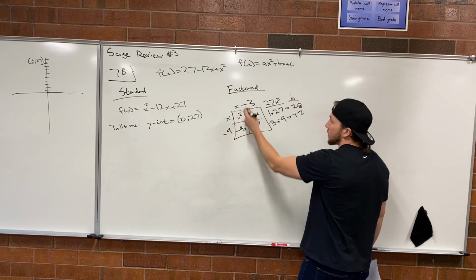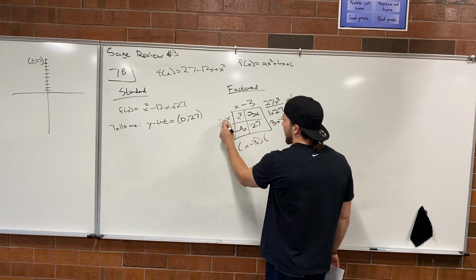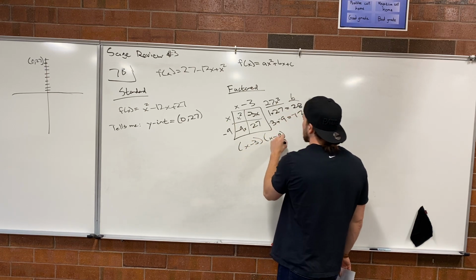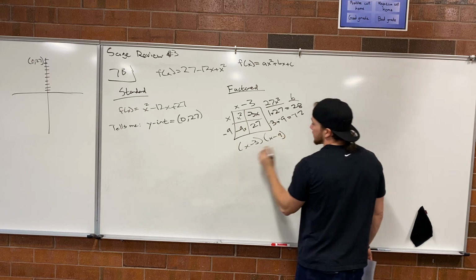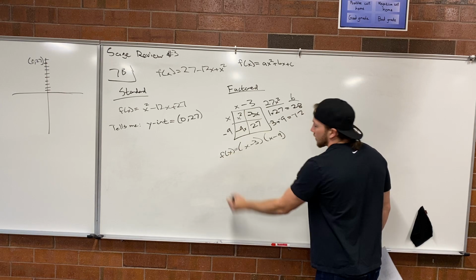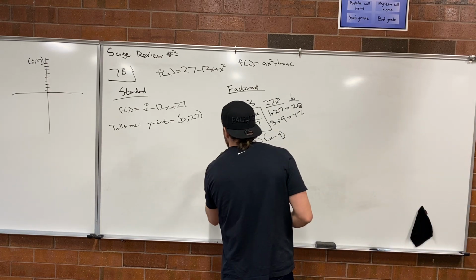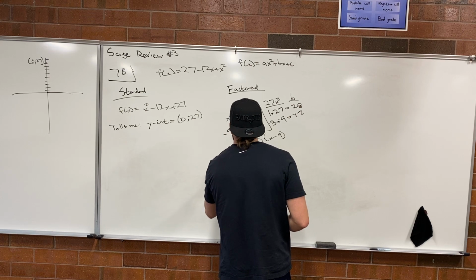So our factored form is x minus 3 times x minus 9. And this is f of x. Okay, this is our factored form. Okay, so what does this tell me? This tells me my zeros, or my x-intercepts.